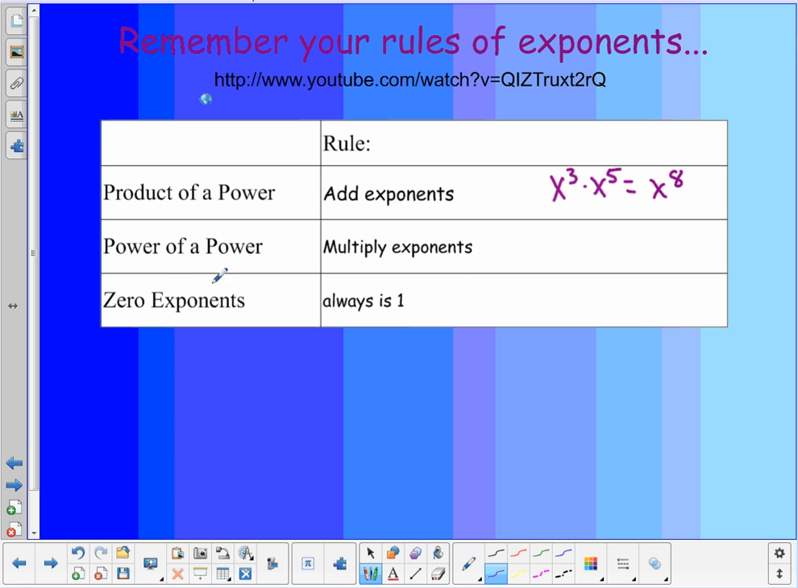Power of a power: if I have something inside parentheses like x to the third raised to the fifth power, then I multiply those exponents and I get x to the 15th.